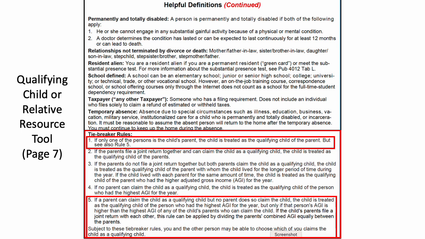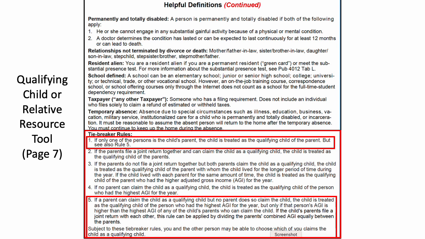So here we are, we've moved to page 7 in the qualifying child or relative resource tool to where they have helpful definitions. And they're alphabetical, and down towards the bottom is tiebreaker rules. Number 1 says if only one of the persons is the child's parent, well, that's Linda, the child is treated as a qualifying child of the parent. That's Linda. So Nancy is treated as Linda's qualifying child. But it says, see also Rule 5.